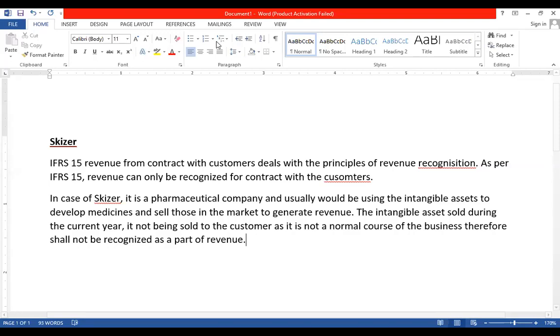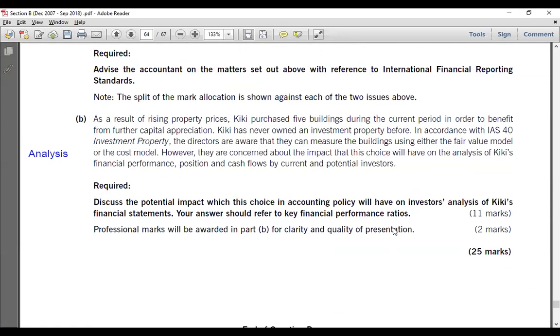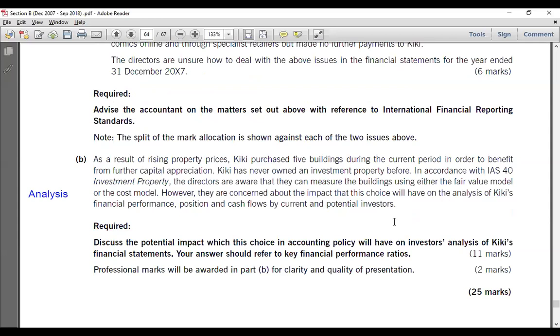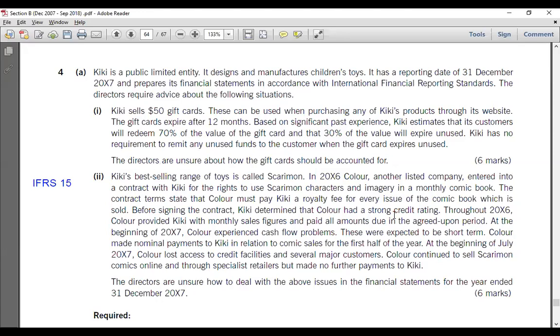Now, if we go back to the question again and solve one more new question, this should be treated as a simple disposal proceed. So it should be treated as a gain or loss on disposal.